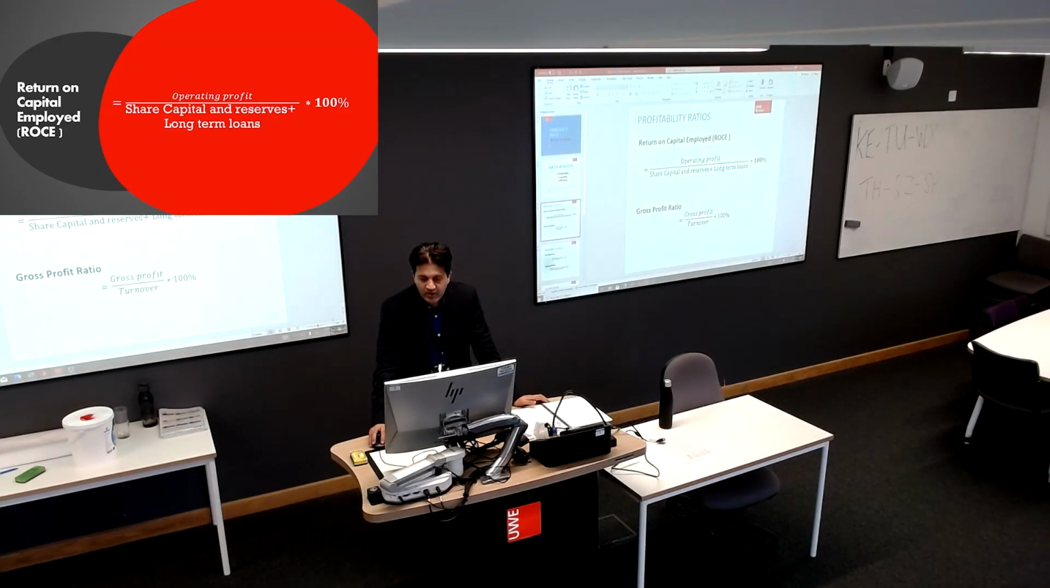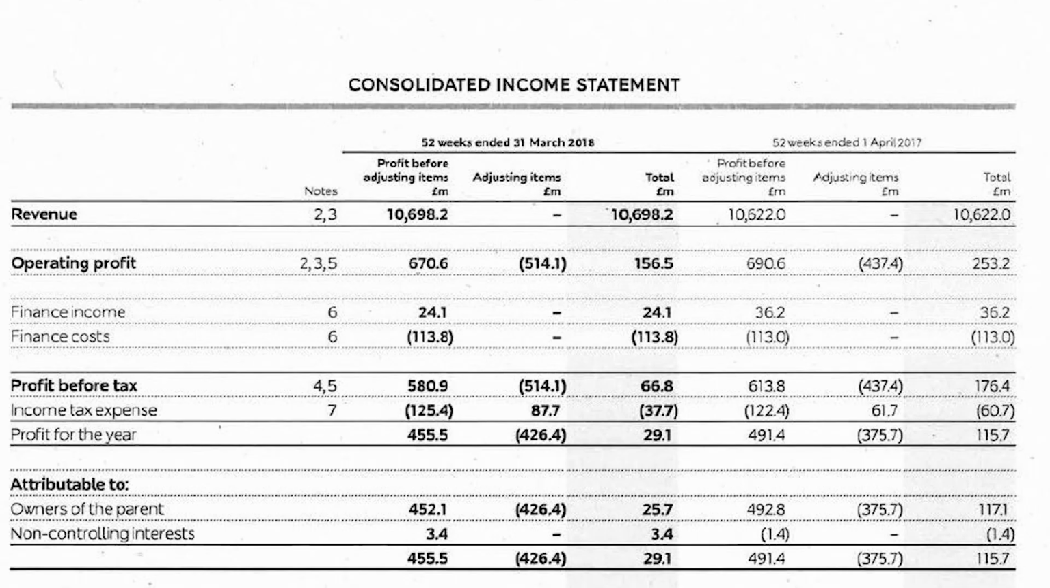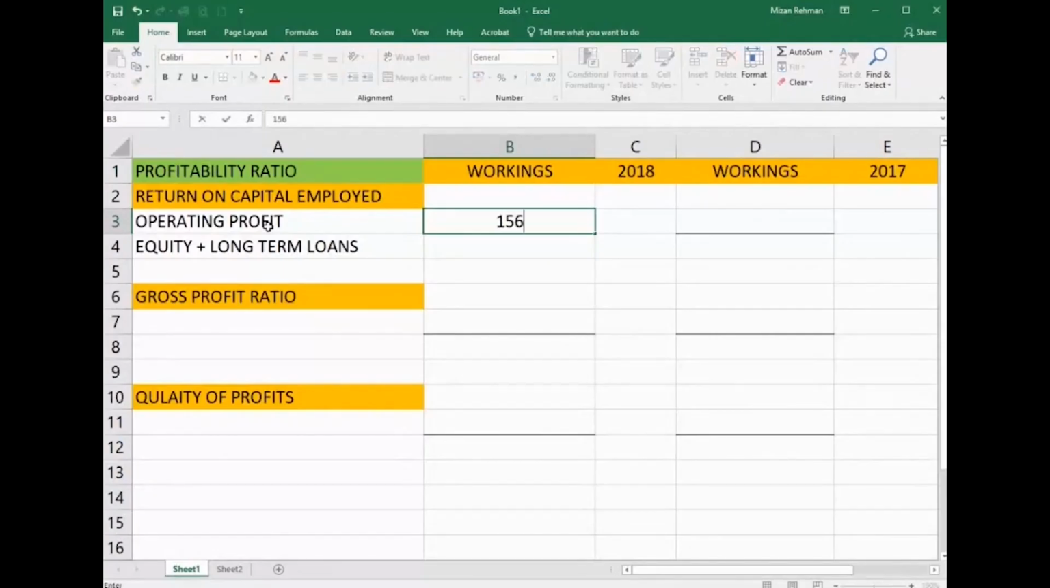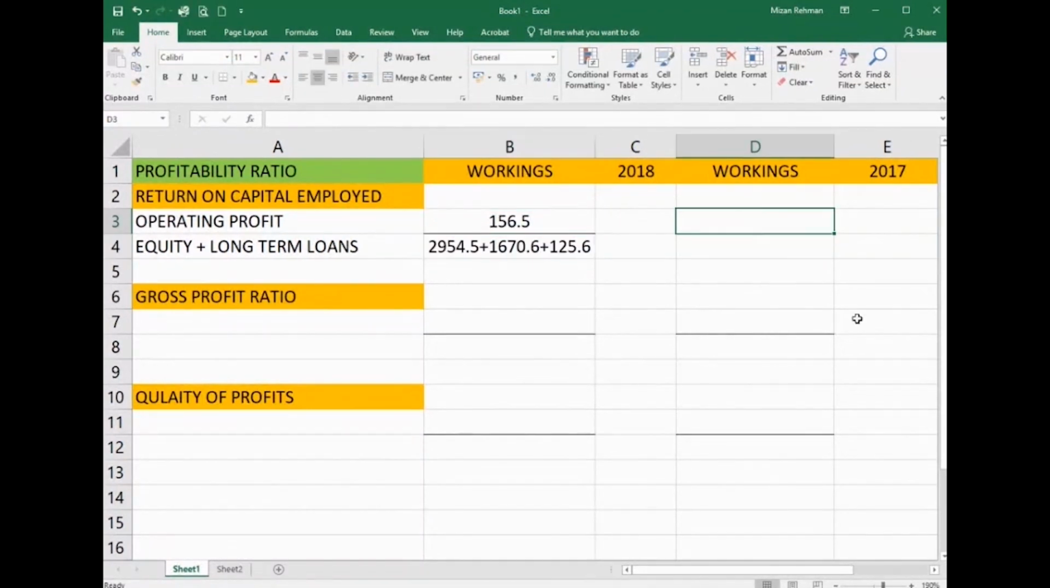ROCE, return on capital employed. We need operating profit, a figure which can be found in the income statement, and share capital and reserves and the long-term loans, which can be found in the balance sheet. So let's go and look for operating profit. This figure is given clearly in the income statement, 156.5 and 253.2.